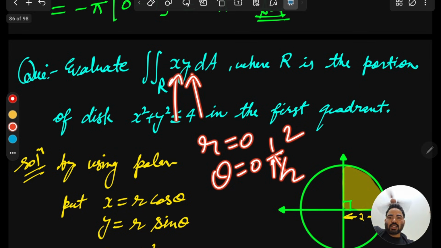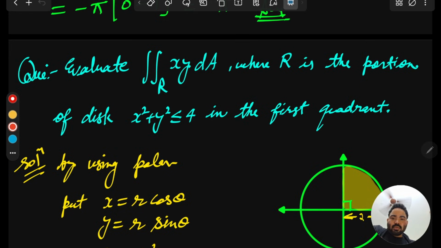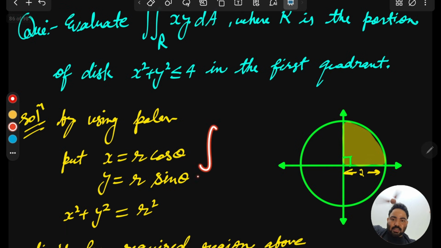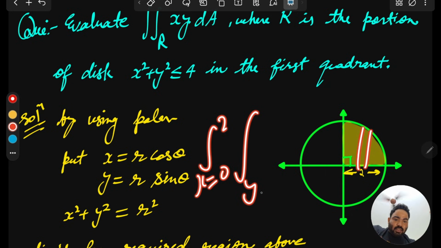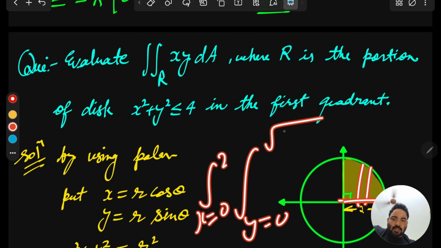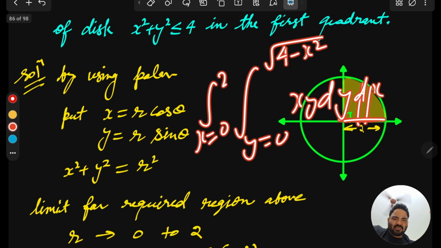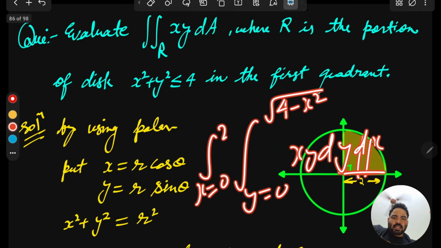And if you are going to do it with the Cartesian plane, then you can also do that. In this case, if you take x as a constant, then x is 0 to 2, and y moves along this strip, from y equals 0, because it starts from here, and the upper limit is moving along this curve, root of 4 minus x squared. So this is the way.